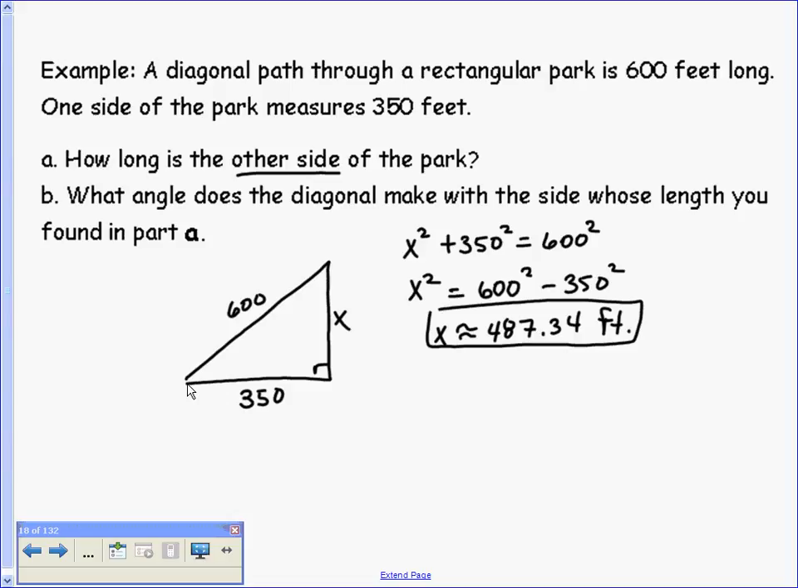All right, so that means we're going to find this guy here, because we found that. That's the length that we found. So we'll write this down until we get really good at it.